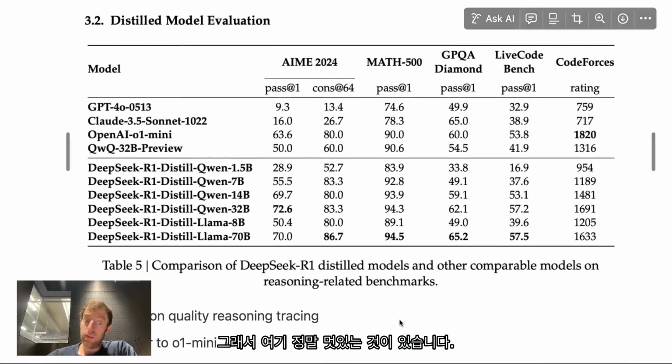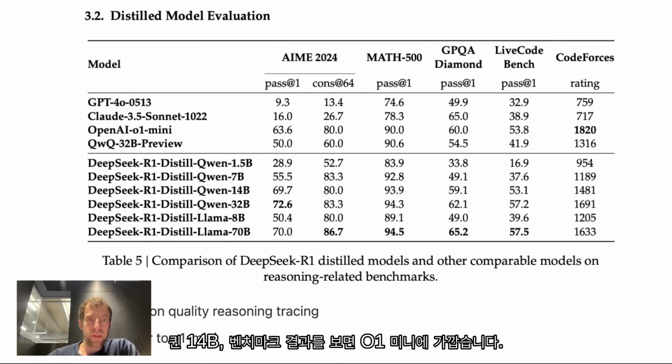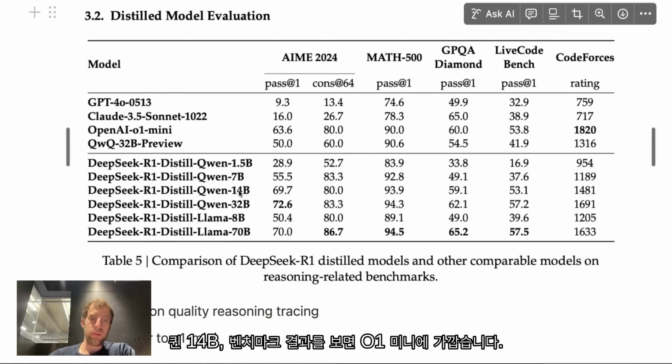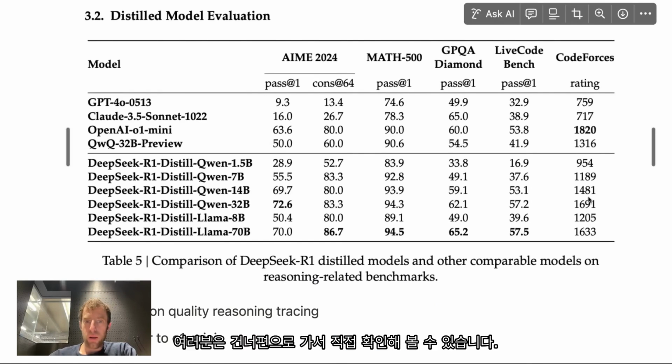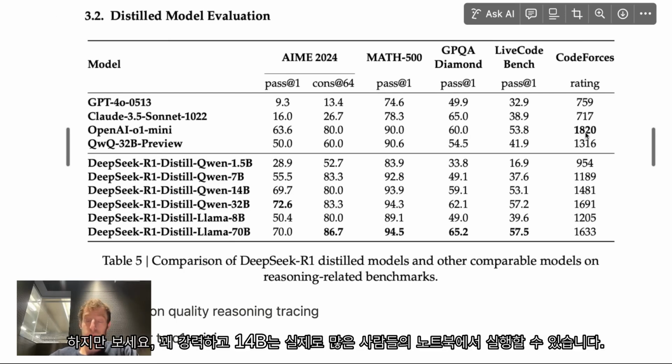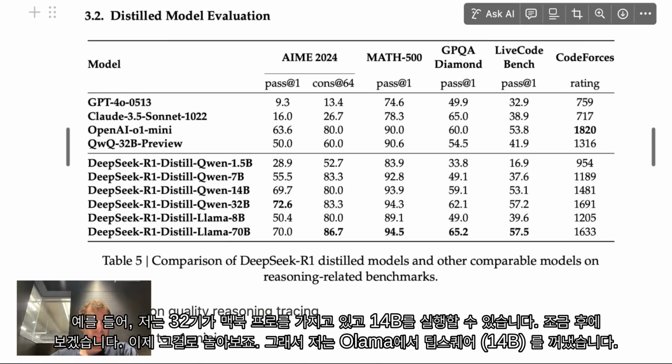They also have a bunch of distilled models. So here's the thing that is really quite cool. If you look at their distilled Qwen 14B, you look at the benchmark results, and it is pretty close to O1 Mini. You can kind of go across and look and convince yourself of this. But look, it's pretty strong, and 14B can actually run on a lot of people's laptops. For example, I have a 32 gig MacBook Pro, and I can run 14B, as we'll see in a bit.